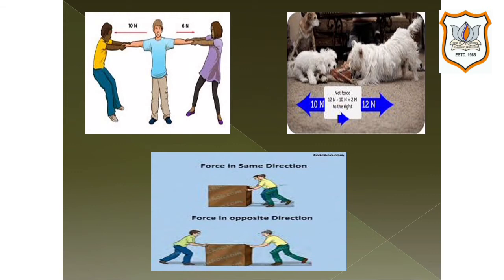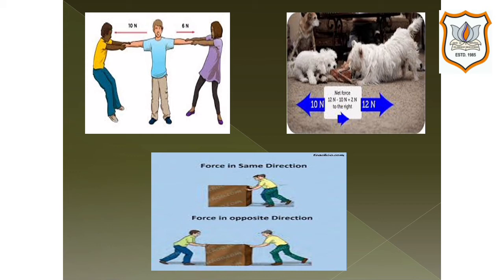As you can see in the picture, the force is applied in the opposite direction, so the net force acting on the object is equal to the difference between the two forces. The first boy is applying 10 Newton force and the second girl is applying 6 Newton force, but their forces are in opposite directions. Then the net force will become 10 Newton minus 6 Newton, that is equal to 4 Newton.